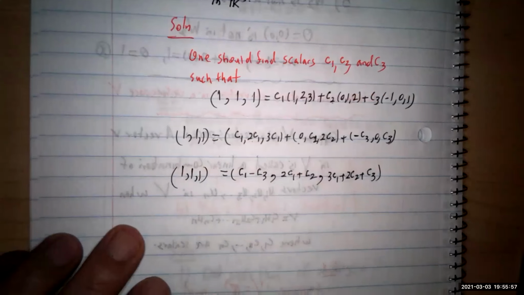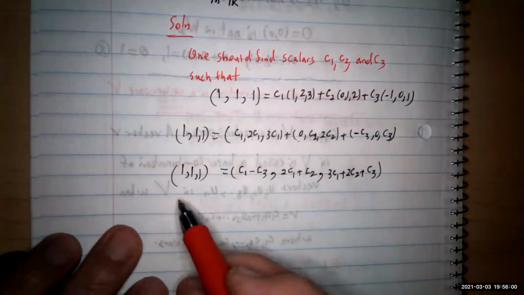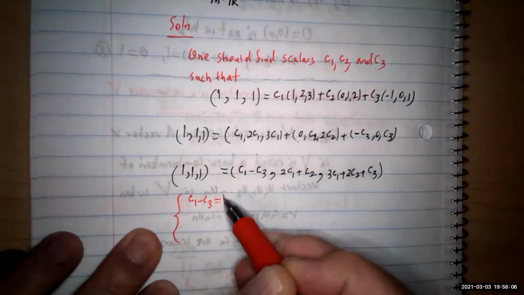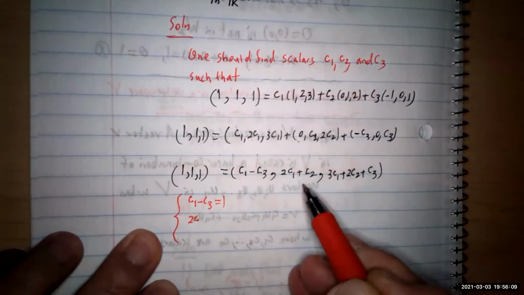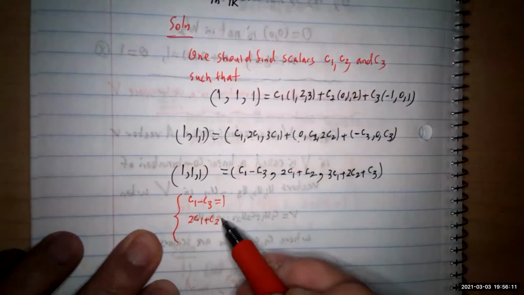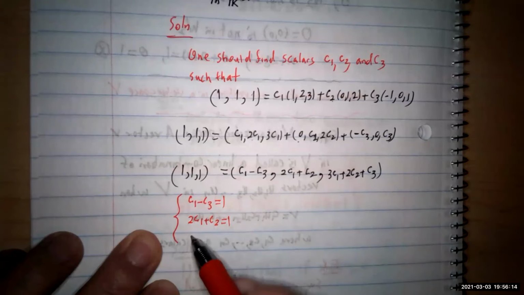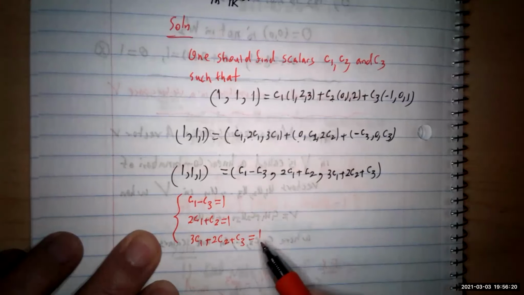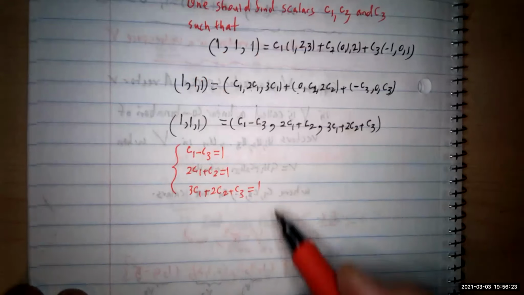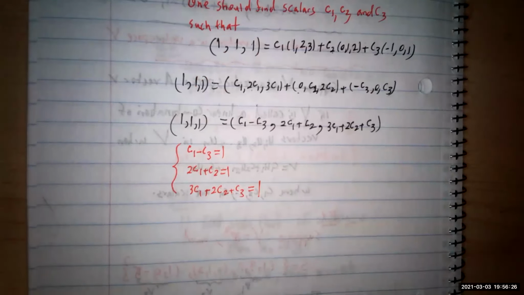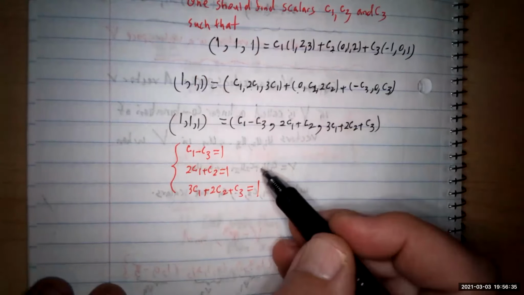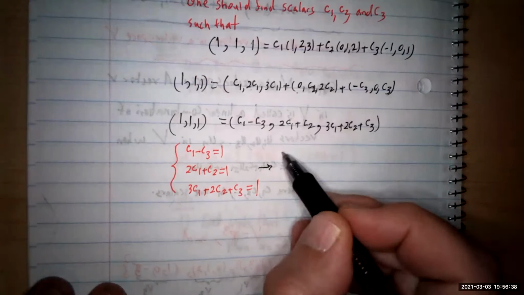We set them equal to each other. You see each component and make this system of equations. Again, in future it's going to be simplified, but not now. C1 minus C3 equals 1, 2C1 plus C2 equals 1, and the last one is 3C1 plus 2C2 plus C3 equals 1. This is a system of 3 equations in 3 variables. Sometimes it's easy to solve right away, or other times you use the matrix form to take care of it. So the matrix form is going to be what?